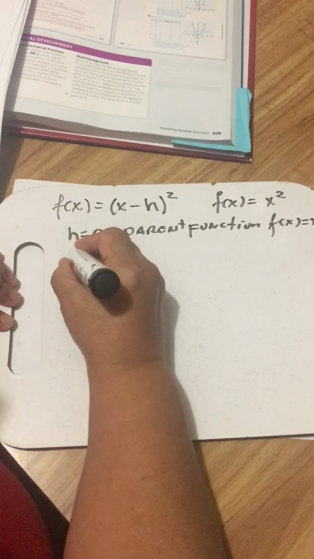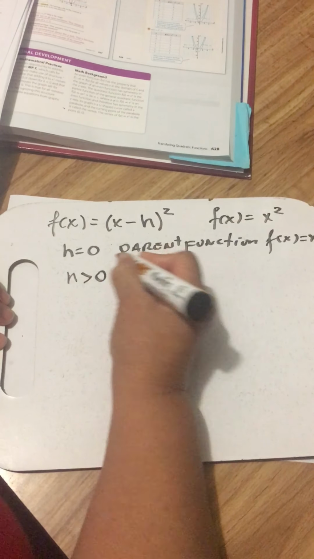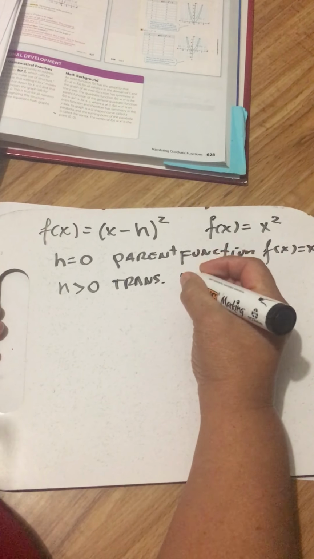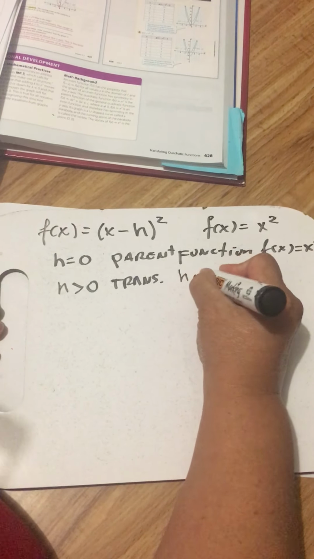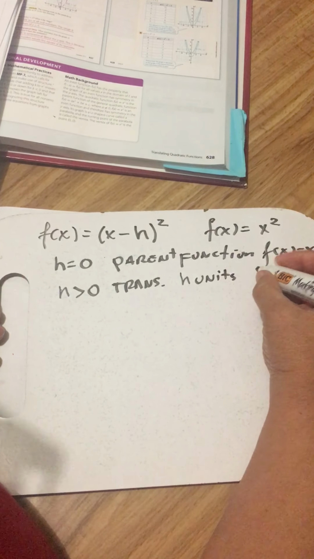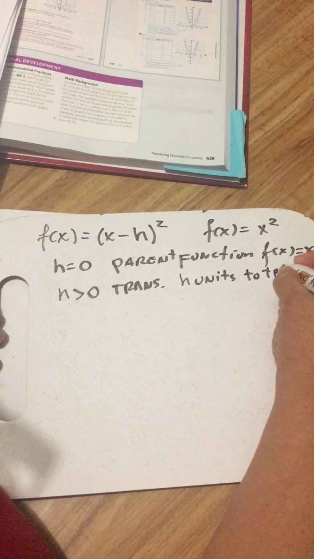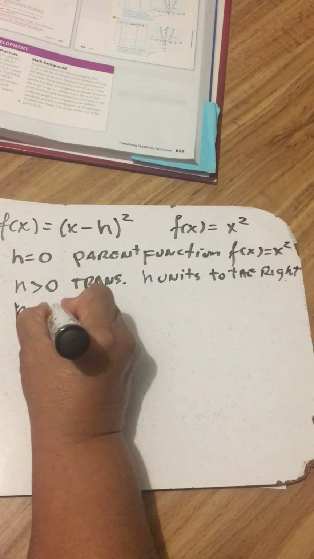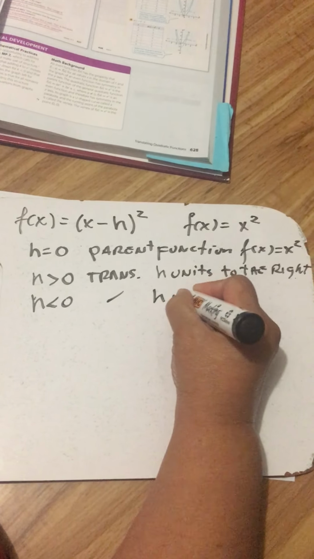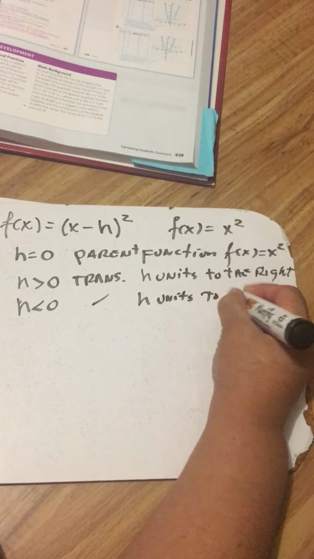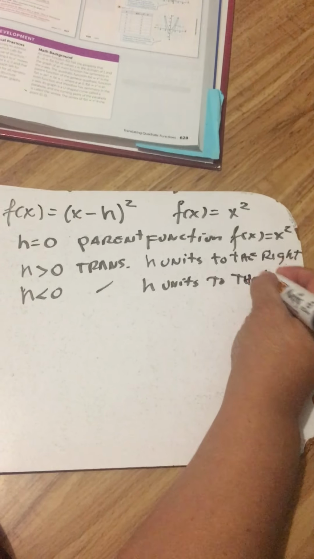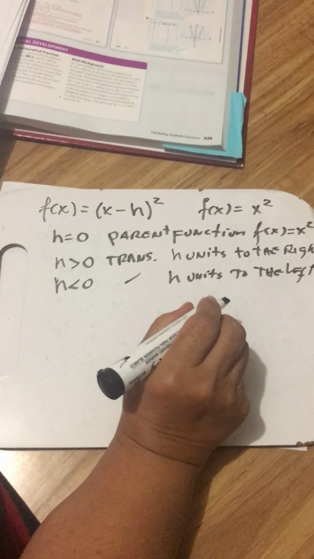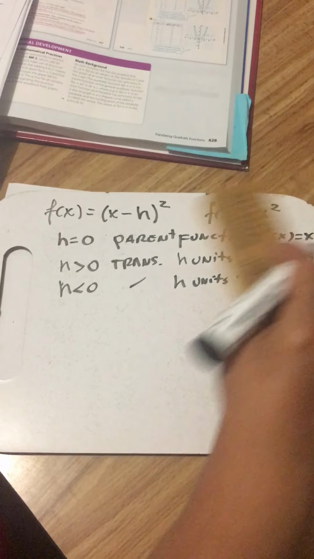If h is greater than 0, translate the graph h units to the right. If h is less than 0, we translate h units to the left. Okay? We're going to check this in an example.